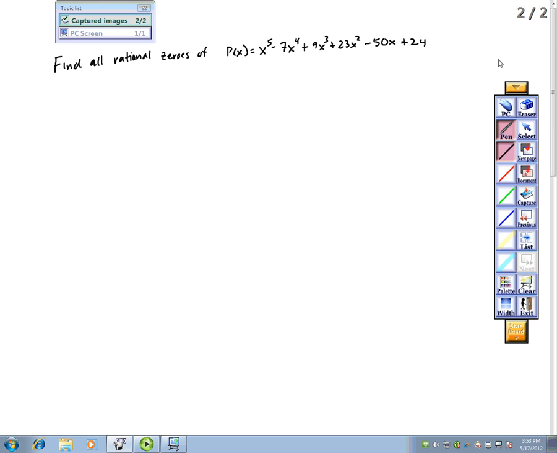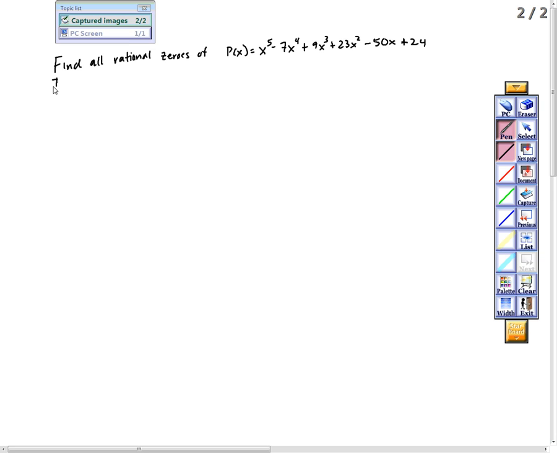Find all rational zeros of the polynomial p of x equals x to the fifth minus 7x to the fourth plus 9x cubed plus 23x squared minus 50x plus 24. So we're going to use all of the tools we know to try to make this a little bit easier. The first thing we're going to try to do is factor the 24.